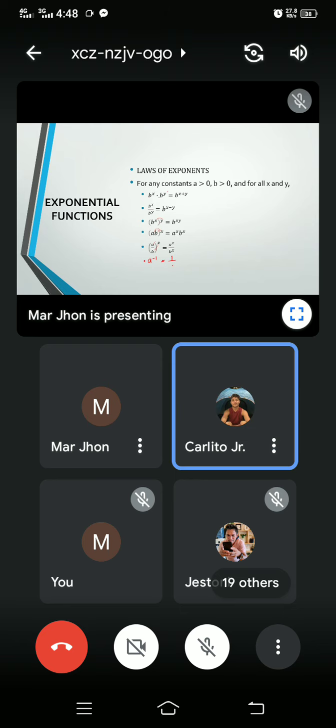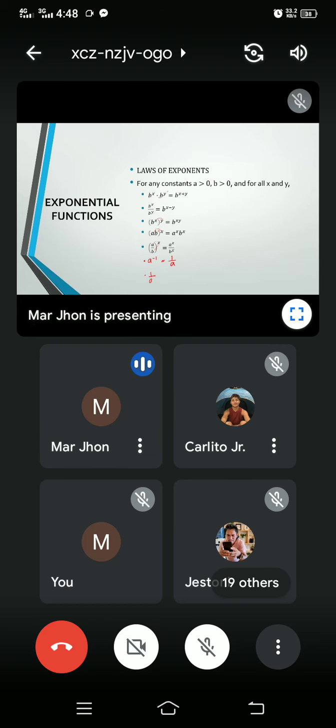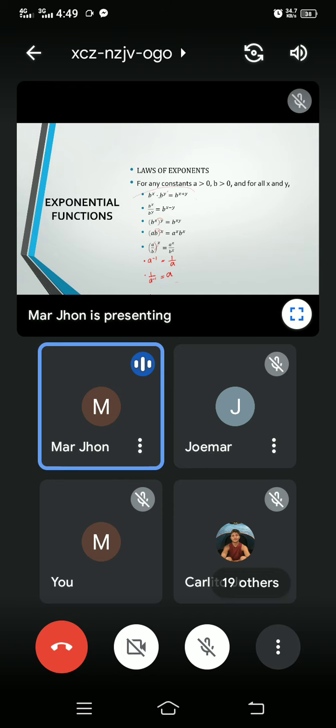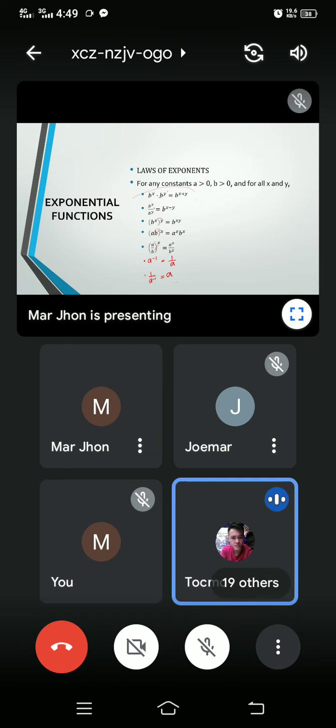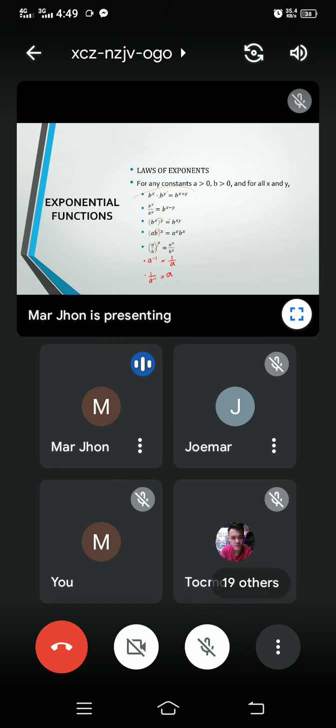Then 1 over a to the power of negative 1, which is equal to a. So ang mga law lang ni siya, mga law sa exponent. Dili na siya formula, semi-formula siya.